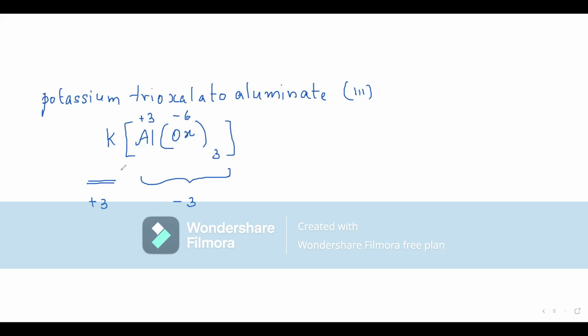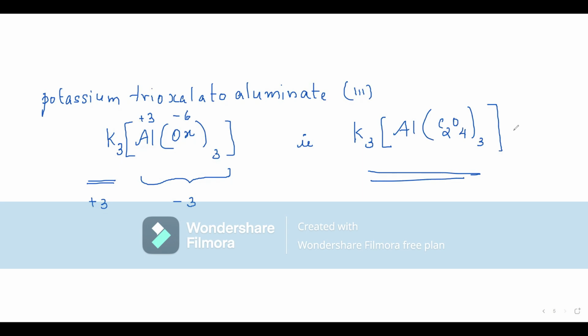So how can I adjust for this plus 3? K3 here. K3[Al(ox)3]. Okay, so this is potassium trioxalatoaluminate. You can also write it as K3[Al(C2O4)3], ox or C2O4 3 times.